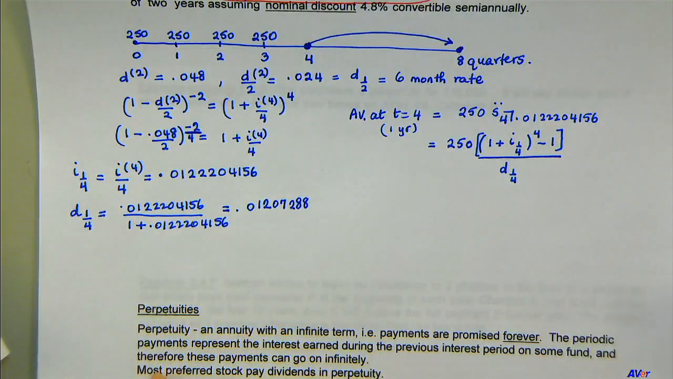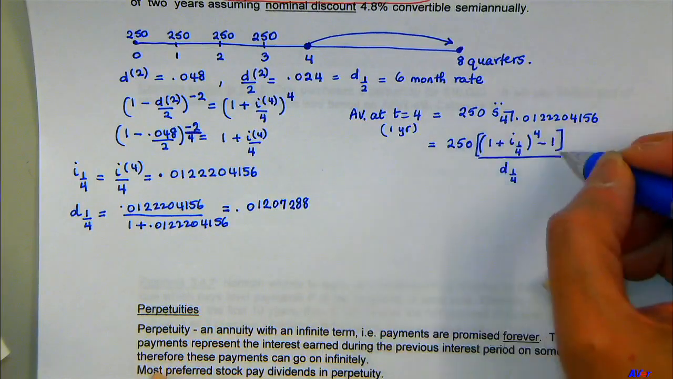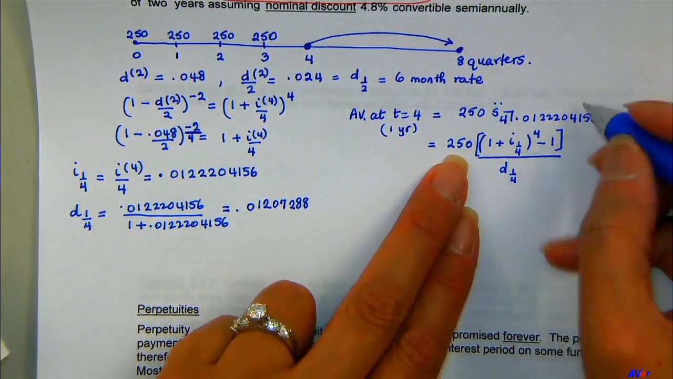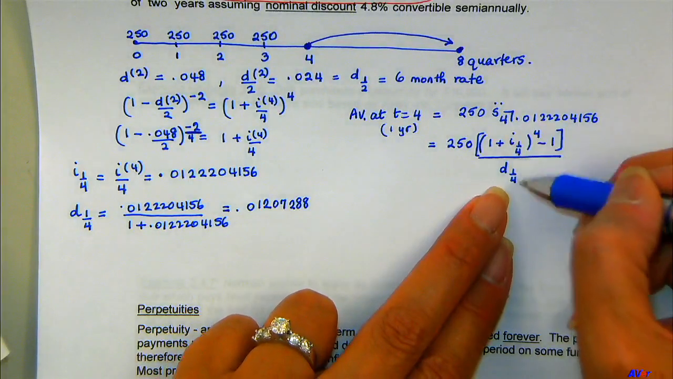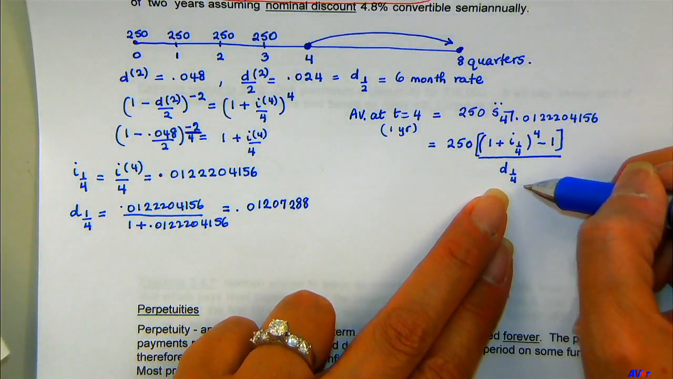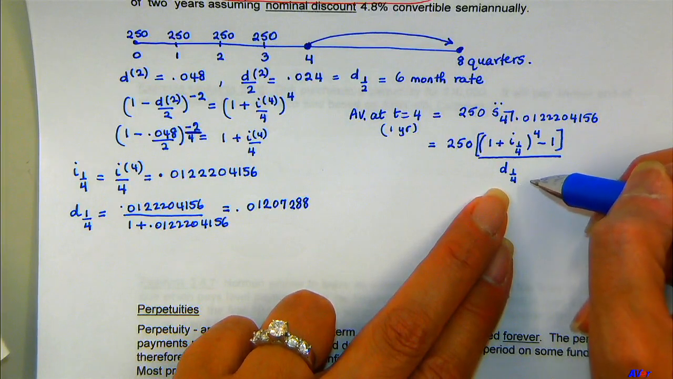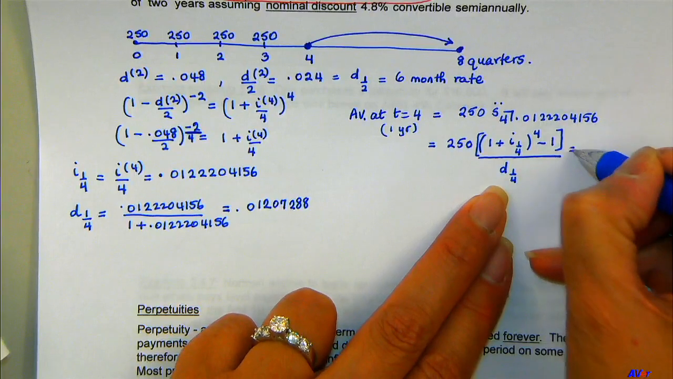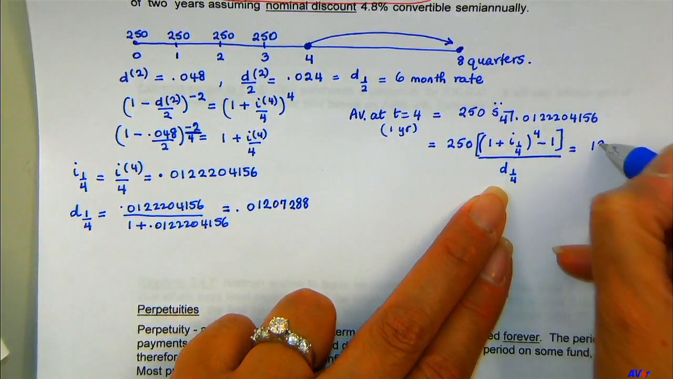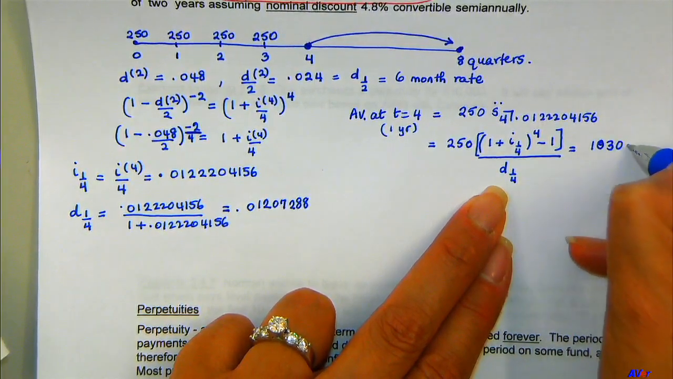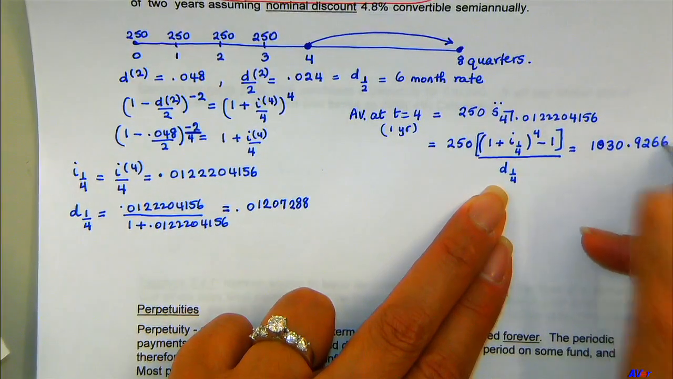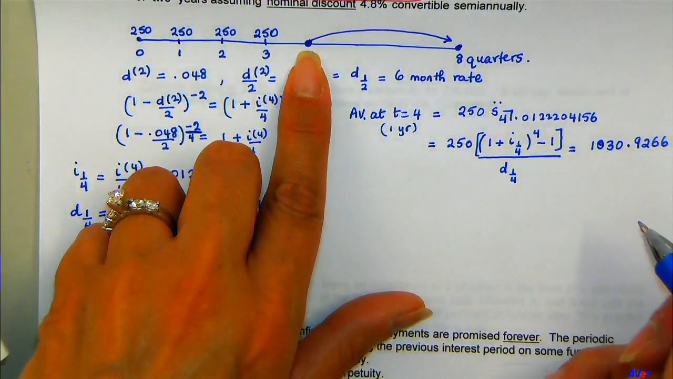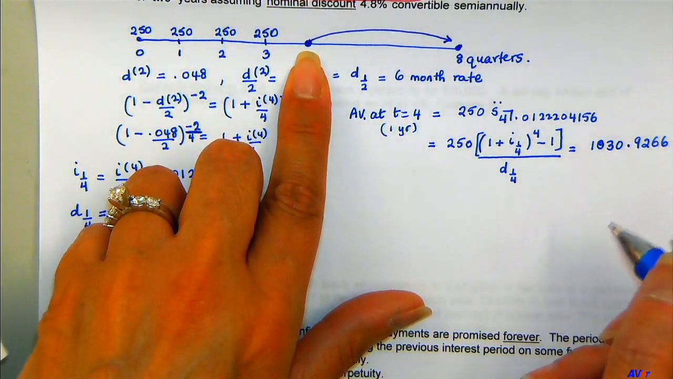Yeah. Okay. So when I plug this in, 250 s̈ angle 4, remember that you have to divide by d because this is s̈ angle n, not s angle n. It's s̈ angle n. I get a value of 1030.9266. That's the value here.